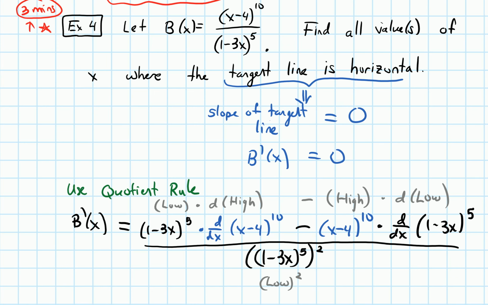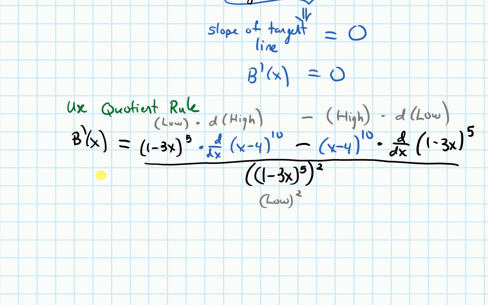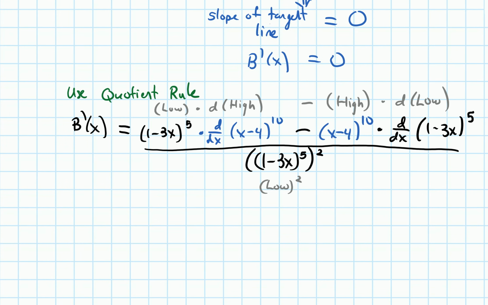Okay, so we've set up our quotient rule here, but there's still two derivatives to take. There's this d high term, and there's this d low term. We still have to do those derivatives. All right, so let's do some review.